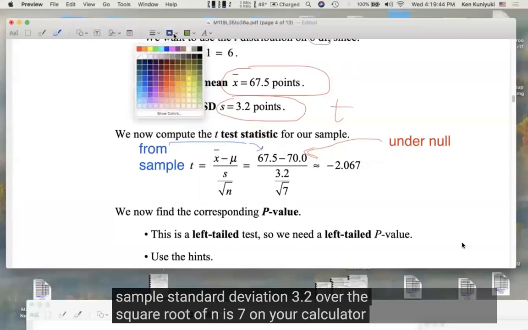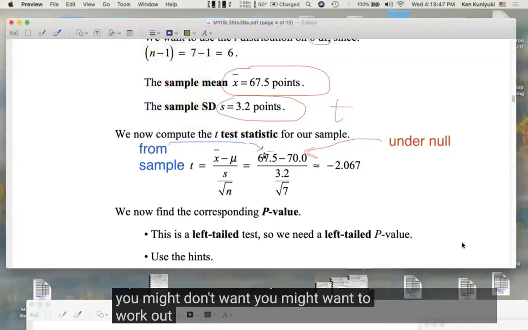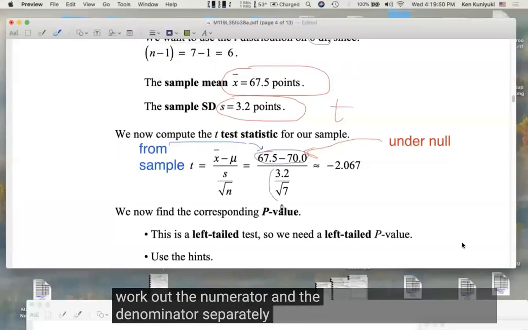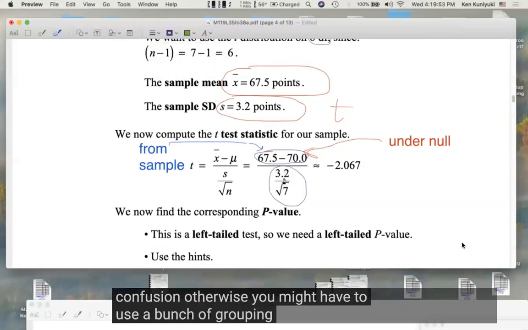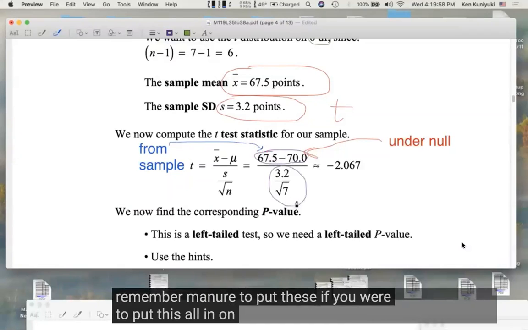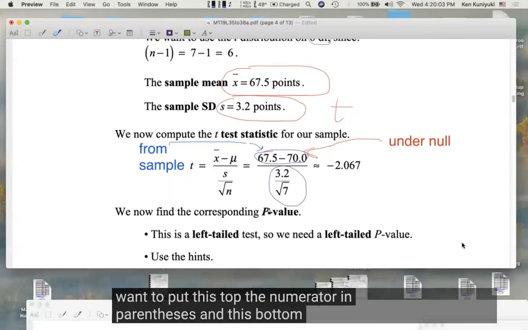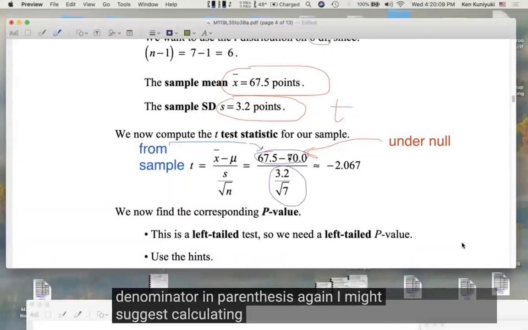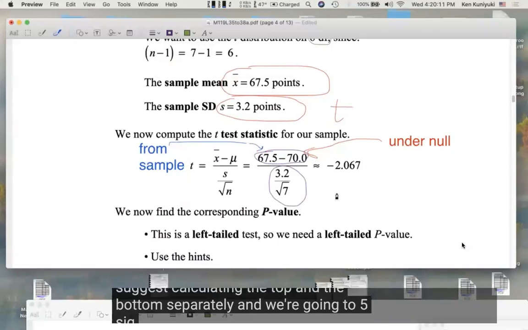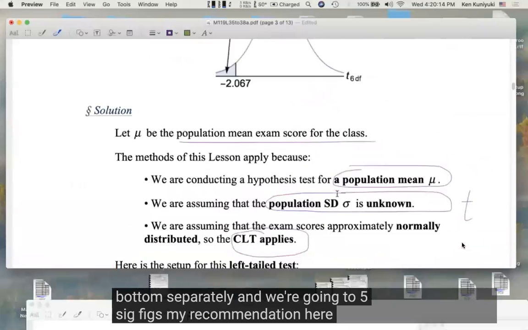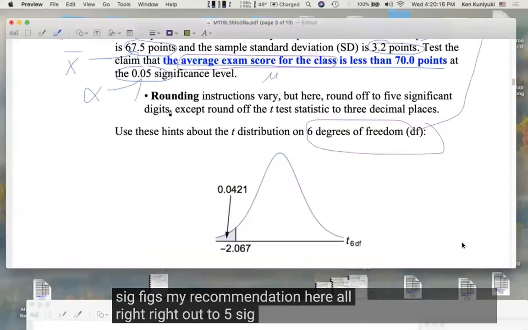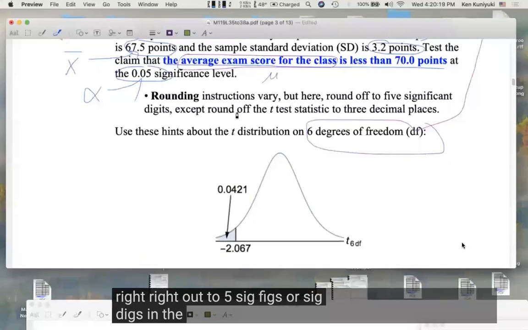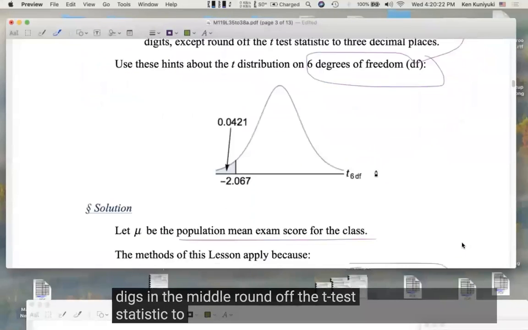On your calculator, you might want to work out the numerator and the denominator separately to avoid confusion. Otherwise, you might have to use a bunch of grouping symbols, right? Remember, if you were to put this all in on a calculator, you'd want to put the top, the numerator, in parentheses, and the bottom, the denominator, in parentheses. Again, I might suggest calculating the top and the bottom separately. And we're going to 5 sig figs. My recommendation here, right? Round out to 5 sig figs. In the middle, round out the T-Test statistic to 3 decimal places.